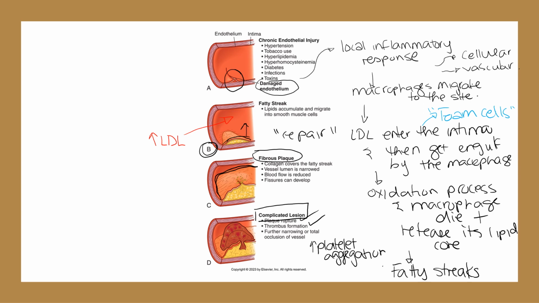And with a complicated lesion, what we're now starting to see is even more narrowing of that coronary artery. So with the fibrous plaque, we can potentially have a partial occlusion, but with a complicated lesion, you might look at a total occlusion of that vessel.